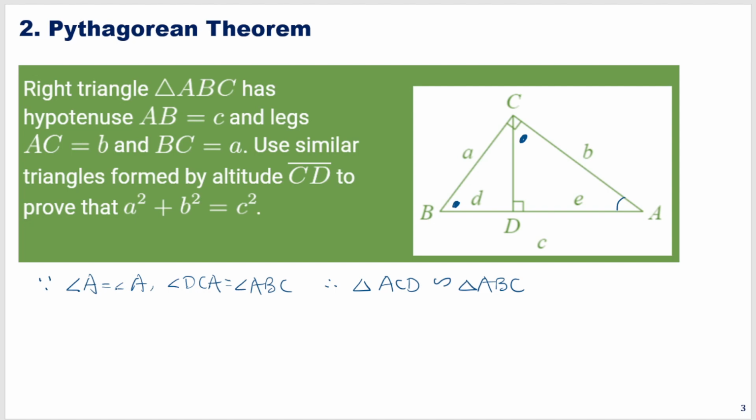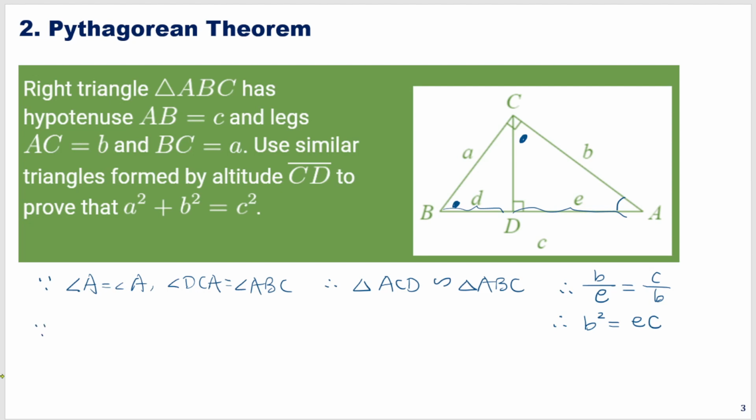And this means we have B over E. Well, this side is E. This side is called AD equals E, BD equals D. So B over E is C over B, right? Therefore, we have B squared equals EC, right?